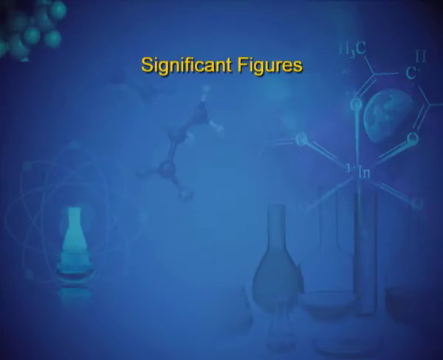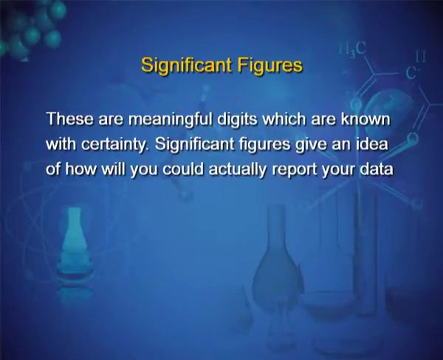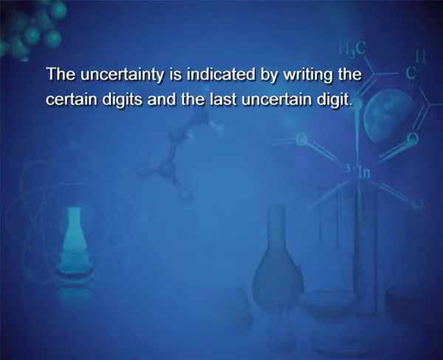Significant figures. These are meaningful digits which are known with certainty. Significant figures give an idea of how well you could actually report your data. The uncertainty is indicated by writing the certain digits and the last uncertain digit.